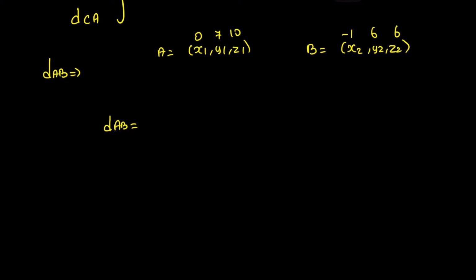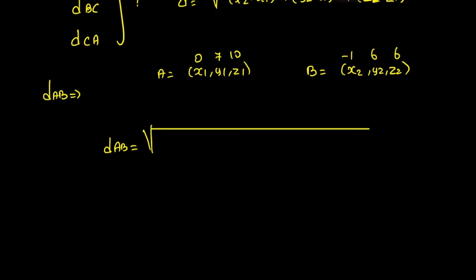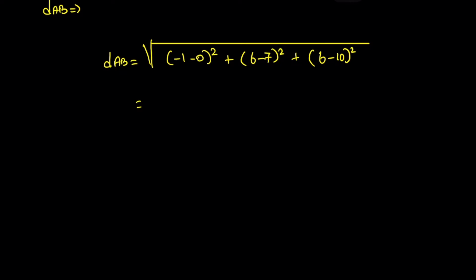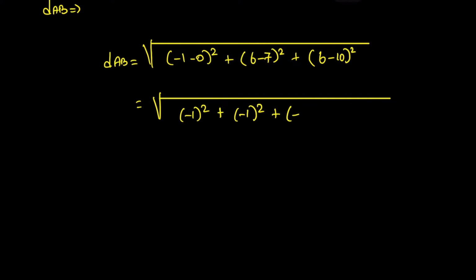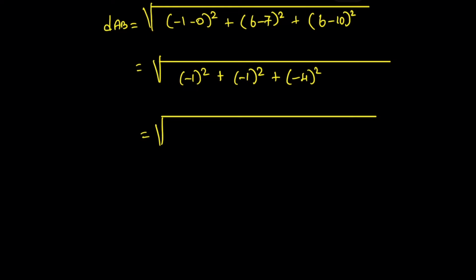So DAB is equal to the square root of (x2 minus x1). The x2 value is -1 and x1 is 0, so (-1 minus 0) whole square plus (y2 minus y1), 6 minus 7, whole square plus (z2 minus z1), 6 minus 10, whole square. So -1 minus 0 is -1, then square, and 6 minus 7 is -1, then square, then -4, then square. Whether negative or positive, an even power is always a positive number. So 1, then 1 square is 1, and 4 square is 16. So this is equal to root of 18. So DAB is root 18.